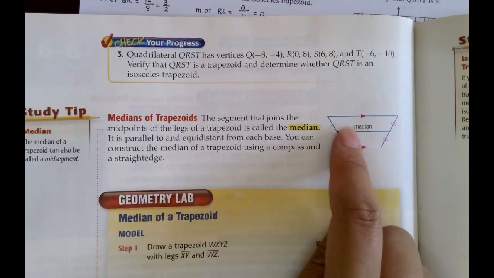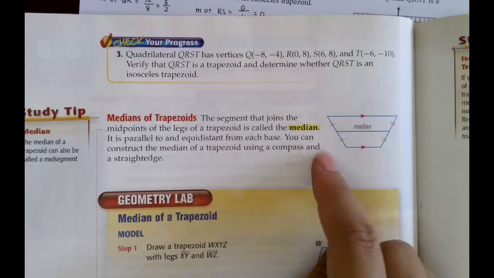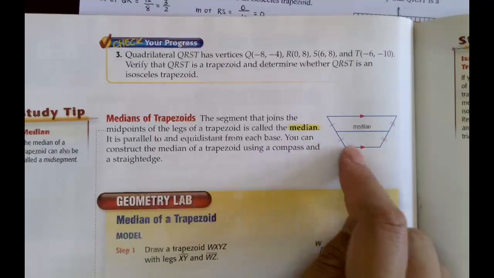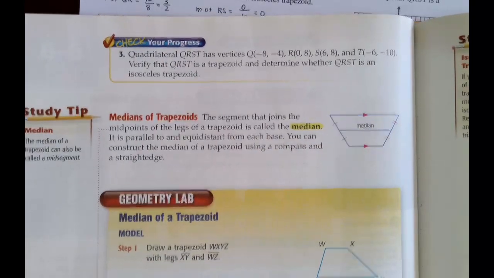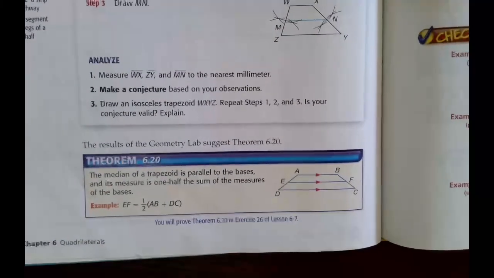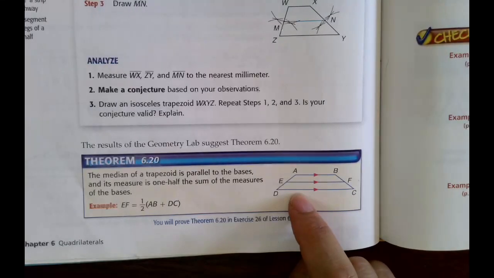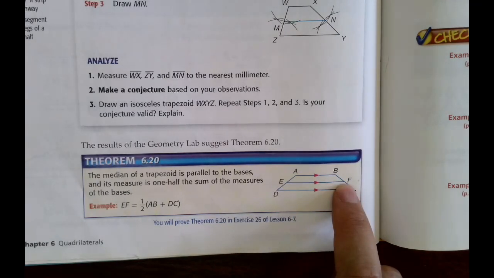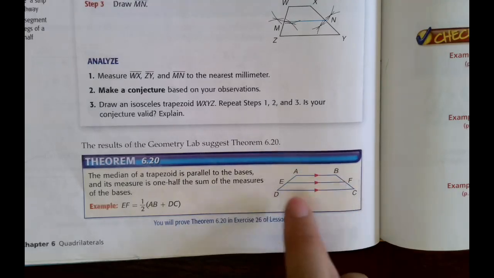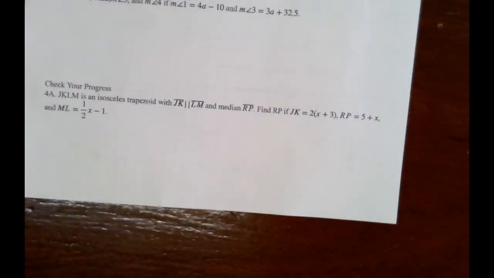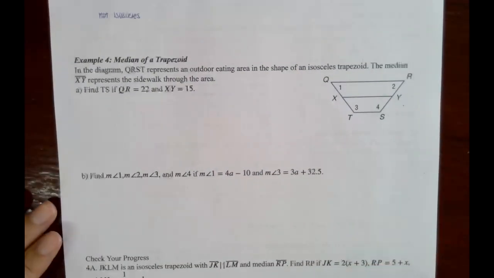Right? So this is going the same direction. Has the same slope, if we can think about it that way, as our bases, and then it's equidistant from each of the bases. Right? And then another thing we learned is that the median of a trapezoid, not only is it parallel to the bases, its measure is 1/2 the sum of the measures of the bases. So our median here is EF. EF is half of the distance of AB plus DC, my two bases combined. Right? So with that information, we're going to do example 4 here.